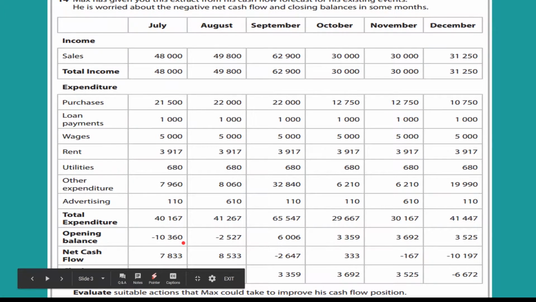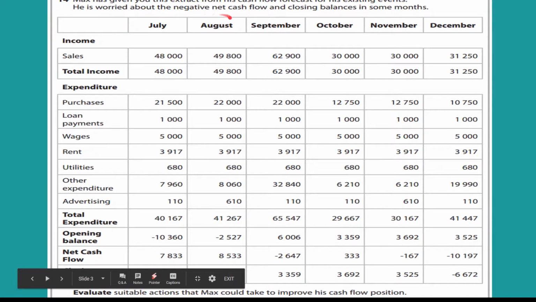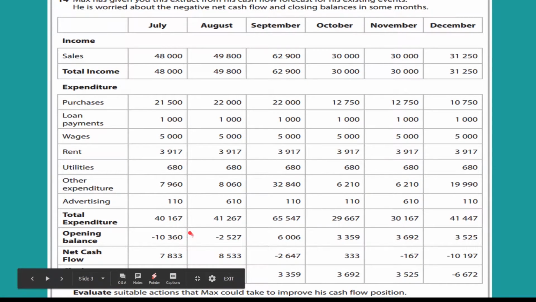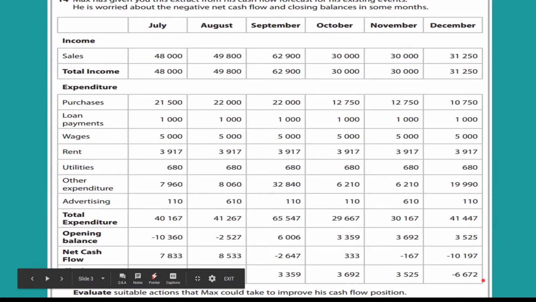What's interesting to note is that the business has actually started with a negative opening balance. That's something we can certainly grab hold of, because it says that he's worried about a negative net cash flow and closing balance in some months. So this is a bit of an issue, that he starts with a negative, and that is going to pose a little bit of a problem, and we can see it feeds through to a negative later on here. This gives you really useful points of application. You can refer to the negative closing balance of minus 6,672 in December, and how he opened in July with a negative balance.